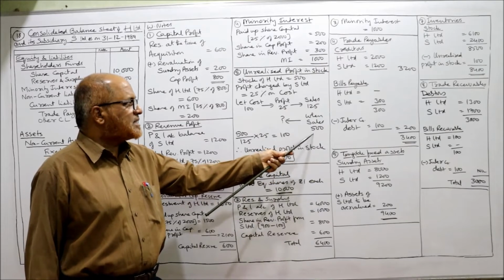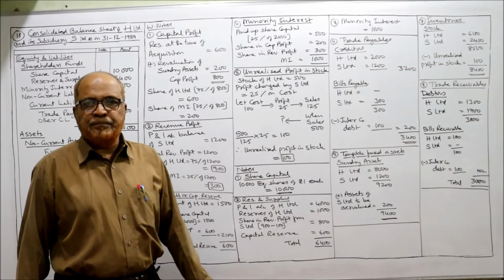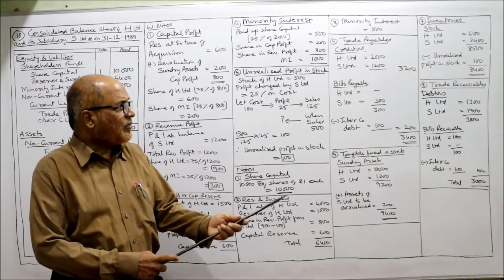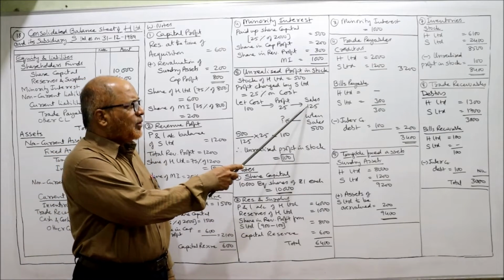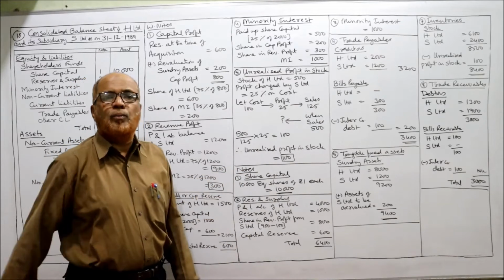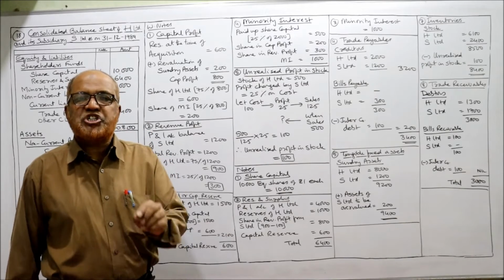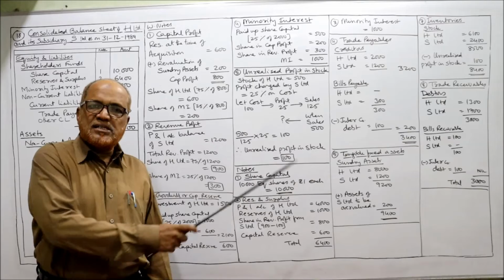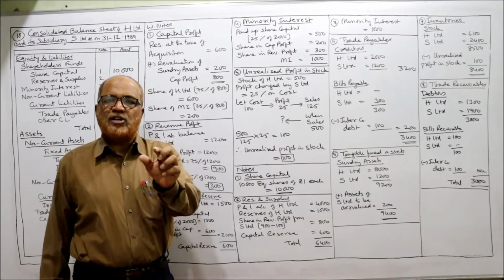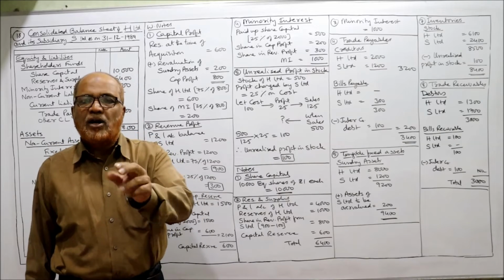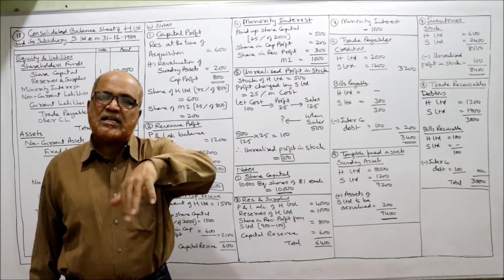So in 500 sales, how much is the profit? 500 divided by 125 into 25, you will get 100 rupees. So 100 rupees is the unrealized profit in stock. This 100 rupees unrealized profit in stock will be deducted on the liability side as well as on the asset side.